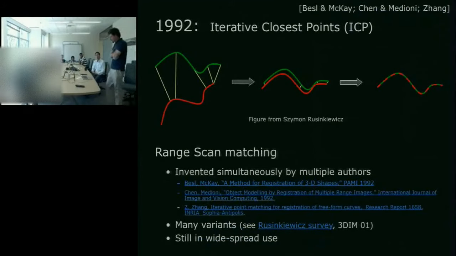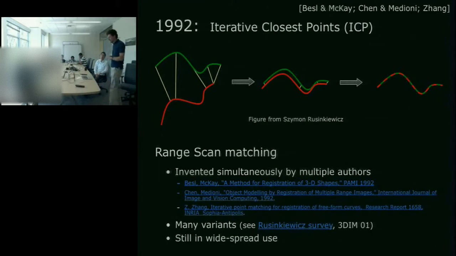All right, next landmark on my list: iterative closest points. This was an idea which was simultaneously invented by 3 different authors. I think this is evidence that the idea was kind of in the air, that so many people came up with it at the same time. The basic idea is that suppose you have overlapping range scans of an object, and you want to piece them together into a 3D model. You first have to align the range scans, and ICP is a way of doing that.